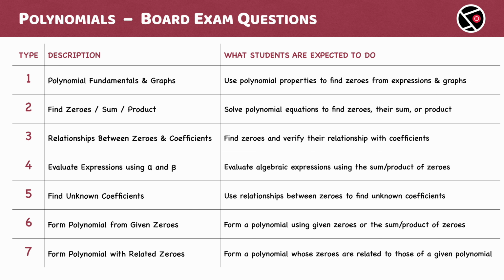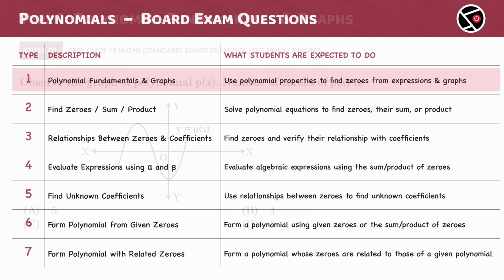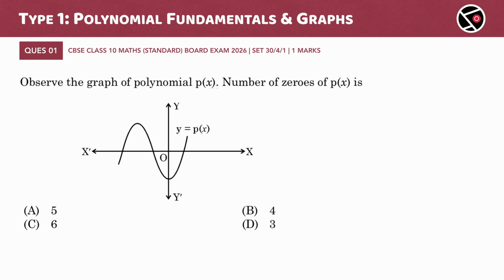We are going to work on questions from all these categories. No made-up questions, no sample questions, only real board exam questions. So let me start with the first category. Type 1 questions focus on the fundamentals of polynomials. Most of these questions are very simple. You can solve many of them in just under a minute. So let us start with the first type 1 question.